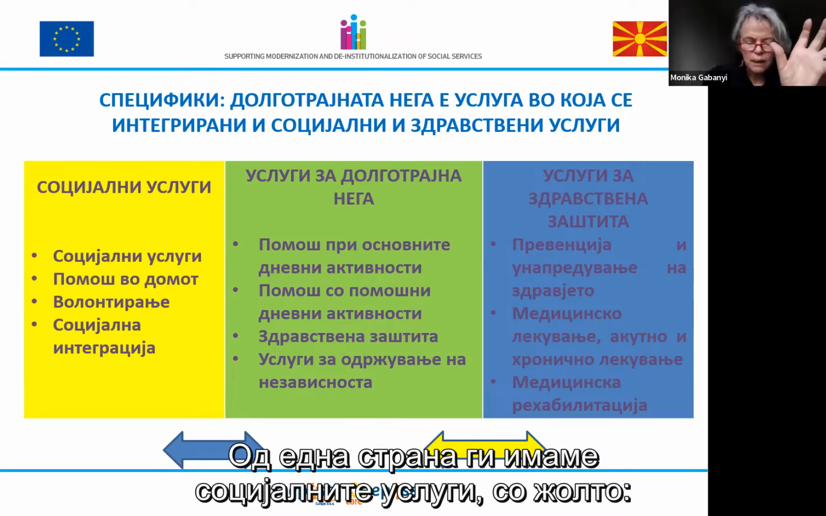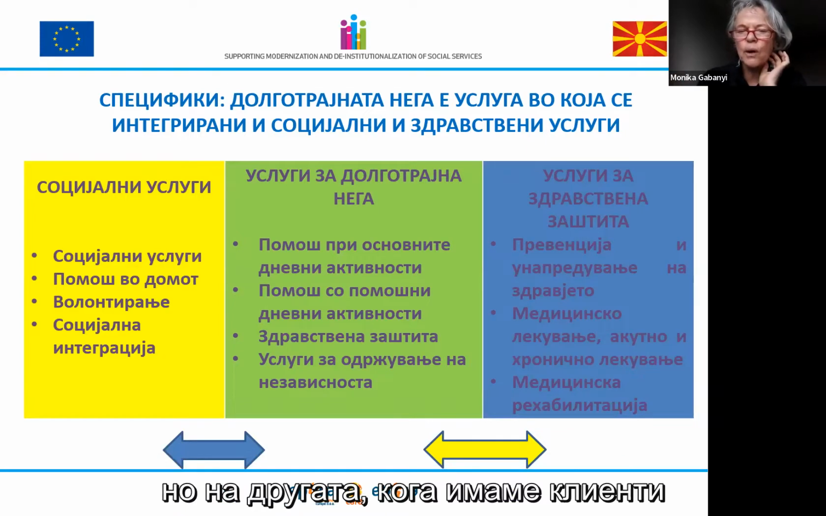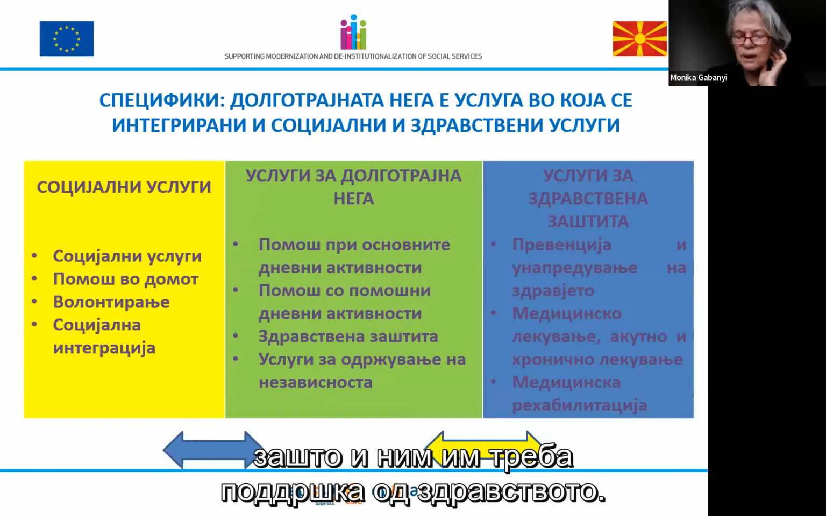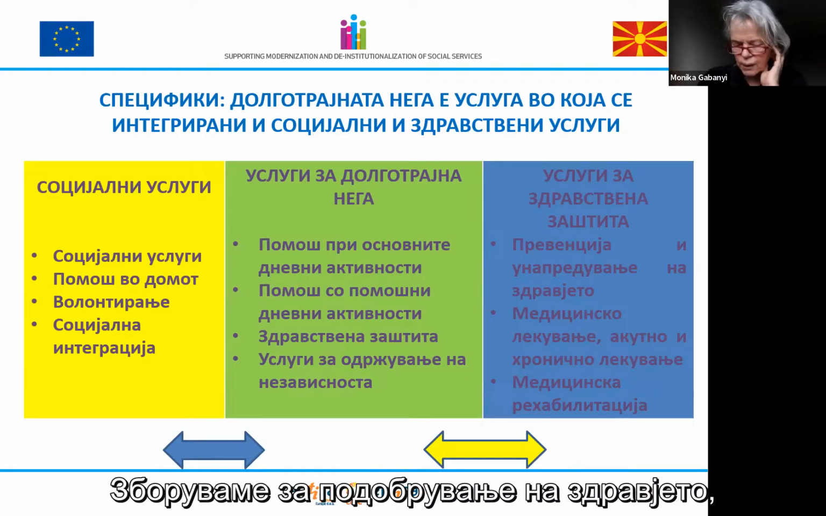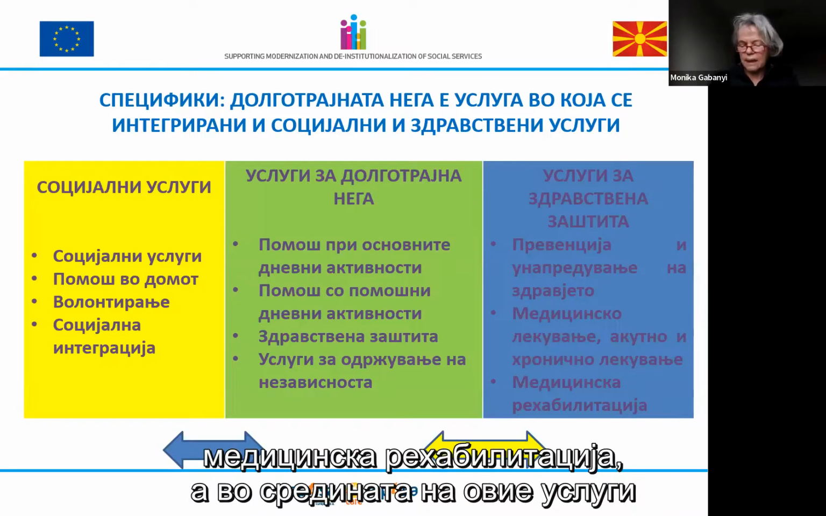On one side, we have the social services here in the yellow column: help at home, volunteering, social integration. But on the other side, when our clients are elderly people or people with disabilities, even when they are younger, they also need support from the healthcare services. Here we are talking about prevention and health promotion, medical treatment, acute and non-acute treatment, and medical rehabilitation.